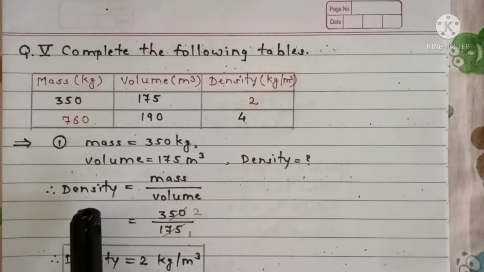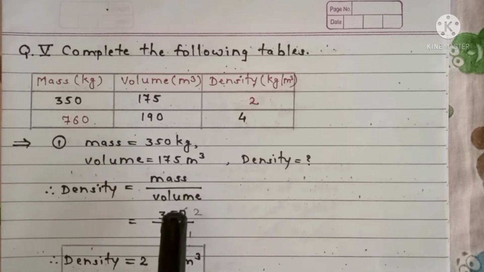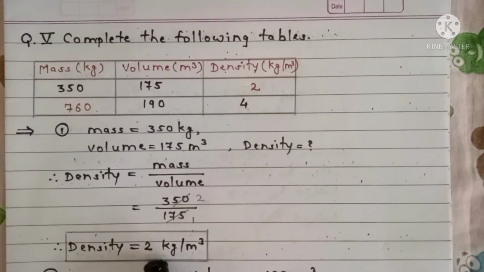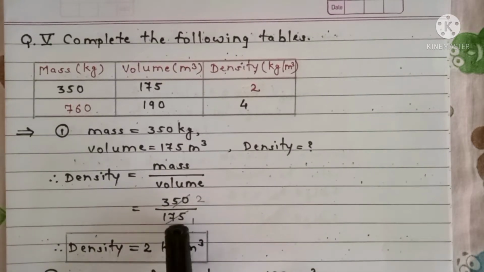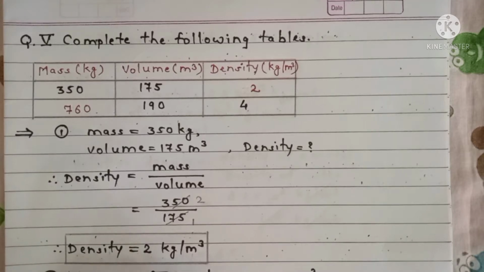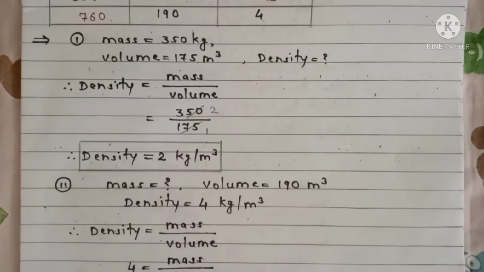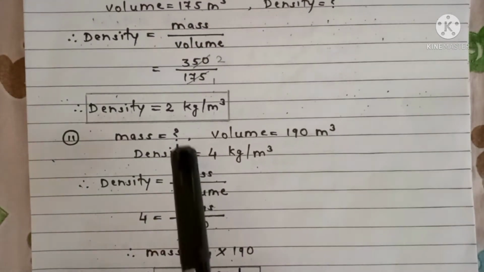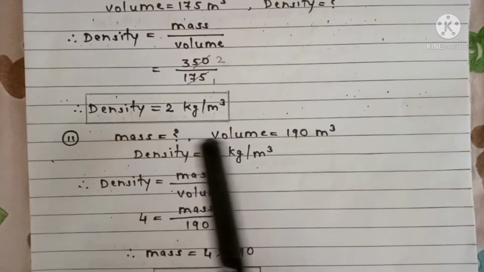So we know density is equal to mass upon volume. Let us put the respective values, that is 350 upon 175. Therefore density is equal to 2 kilogram per meter cube, because 175 2s are 350. Now let us see the second example, children. Here we have to calculate mass.